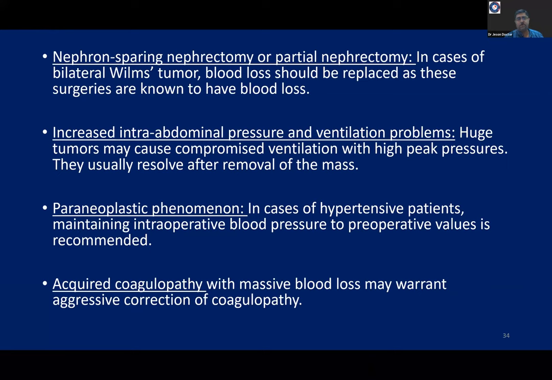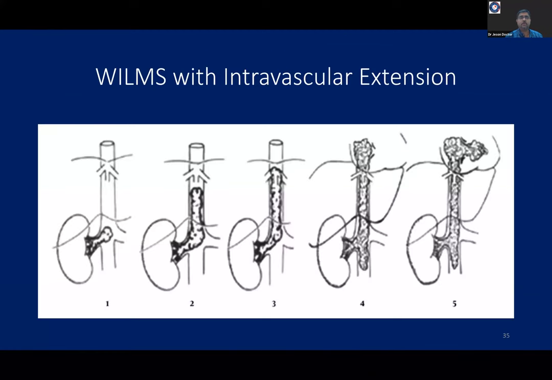Apart from that, paraneoplastic phenomena. With renin secreting tumors, there could be certain hypertensive responses. There could be acquired coagulopathy because of massive blood loss, and that may need aggressive correction of the coagulation problems.